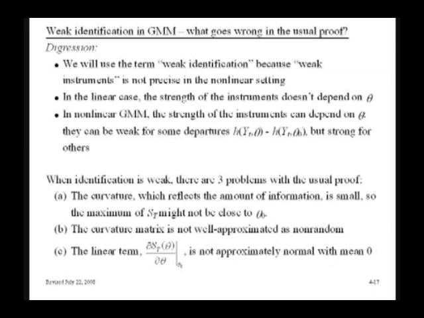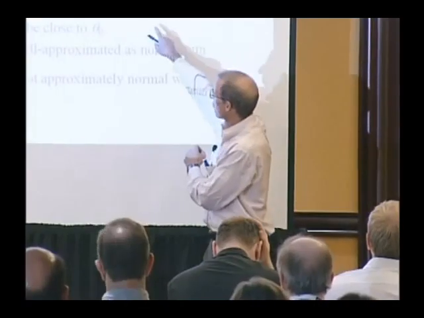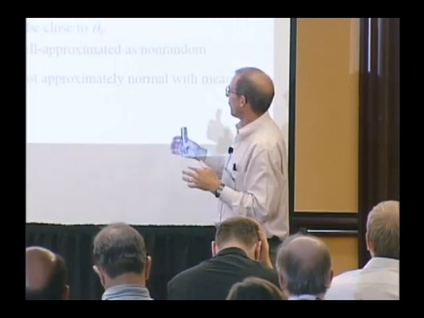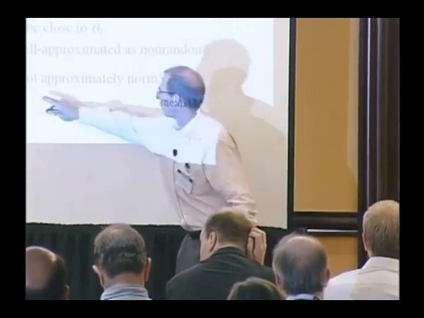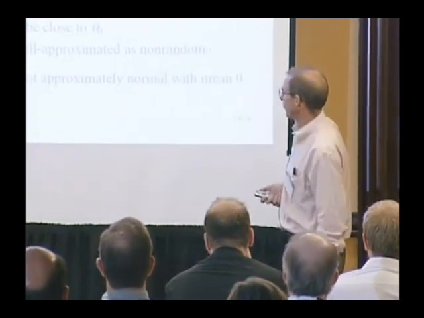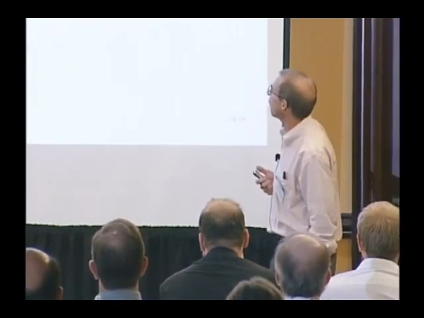Okay. So I think I've already said this. If there's weak instruments, there's a couple of problems. One of the problems is the curvature, they're not well approximated by a normal. It turns out that this derivative here isn't going to be well approximated by a normal with mean 0. And you can see that in two-stage least squares. Here's the two-stage least squares objective function. And so this is exactly quadratic. So certainly the quadratic approximation is a good one in this instance. So it can't be that the real problem is failure of the quadratic approximation. It's got to be a little bit more than that.